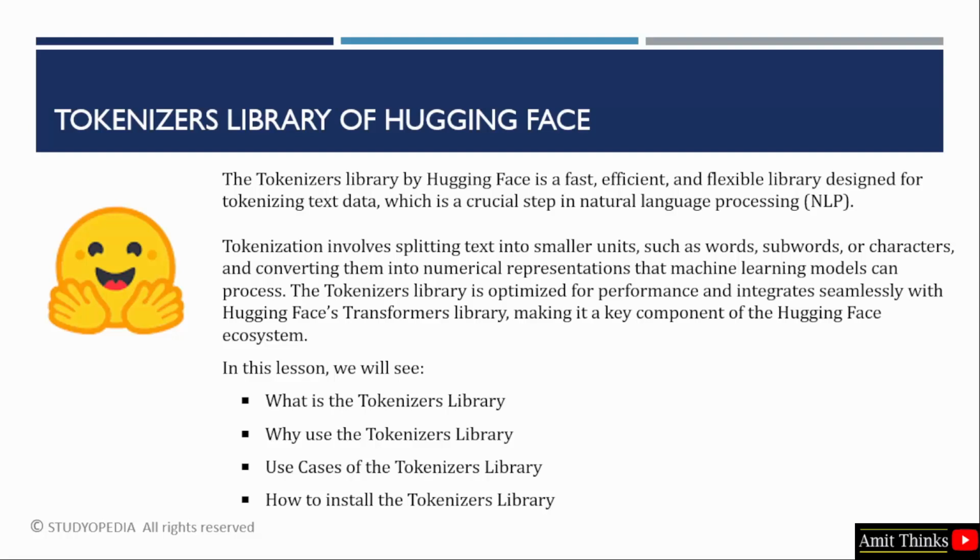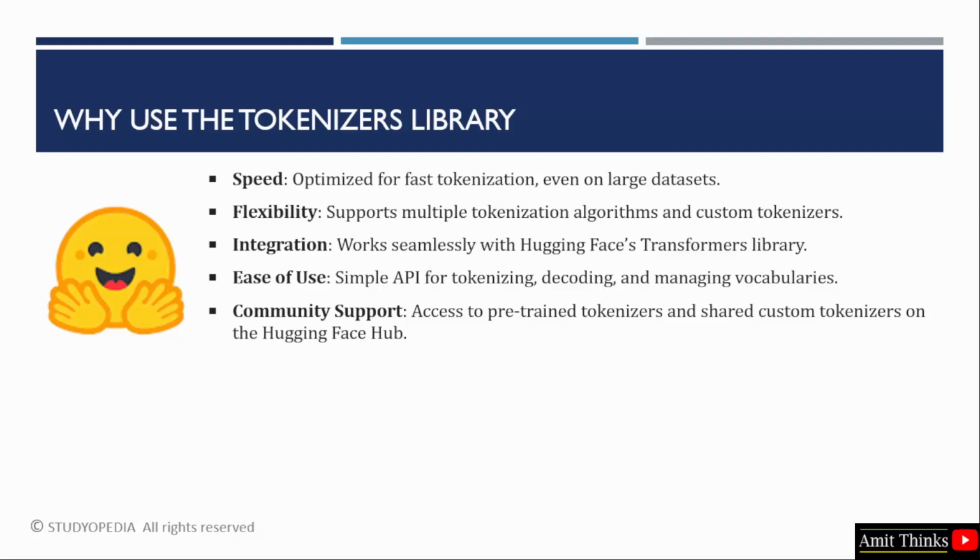We already saw what the Tokenizers library is. So now we will see why use the Tokenizers library. It is quite quick for tokenization, that means optimized for fast tokenization even on large datasets. It also supports custom tokenizers as well as being flexible enough to support multiple tokenization algorithms. Integration is possible, that means you can work with other Hugging Face libraries like Transformers. It has an easy API for tokenizing, decoding and managing vocabularies. With that, you can easily access pre-trained tokenizers.